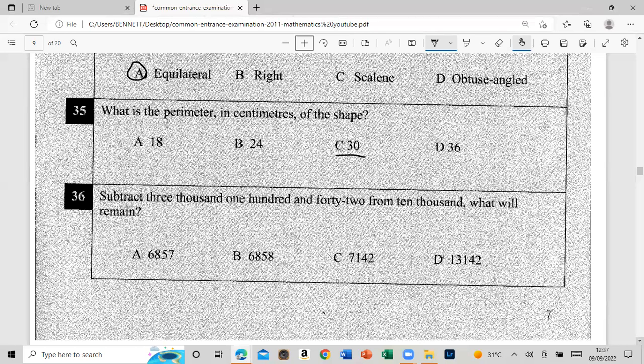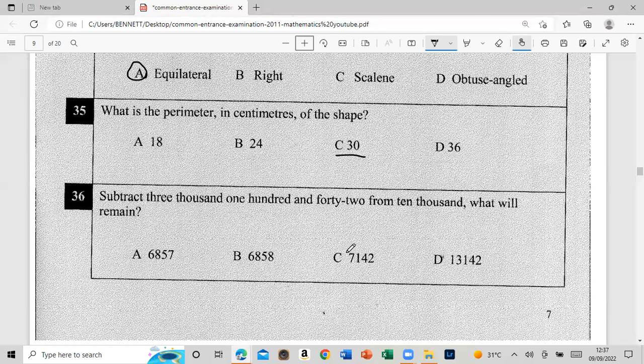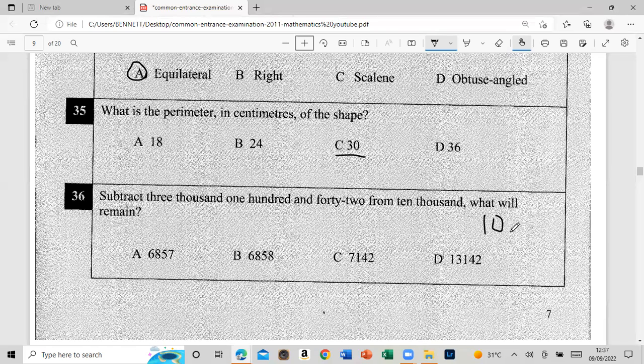36, subtract 3,145 from 10,000 and you will remain with what? So let's say that now. First, let us write the 10,000 because that's what they say. You have to know how to write 10,000, all right? Look at this number now, it's in words. So it's 3,142. So we know it's going to end with an 8, right? Because 2 from 10. So let's go. So I actually see the answer is this. But I'm going to work it out still.